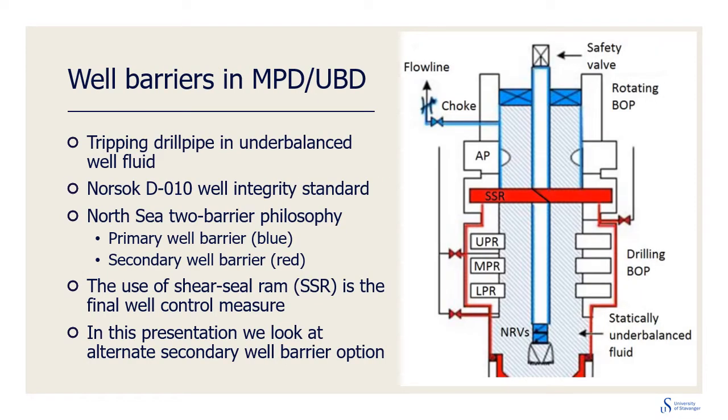The NORSOK D010 well integrity standard is mandatory on the Norwegian continental shelf. Depicted are the well barriers for tripping drill pipe in underbalanced well fluid. There is an underlying two-barrier philosophy. The primary well barriers shown in blue are for normal operation. The secondary well barrier envelope shown in red is the backup for failed primary barrier. The ultimate well control action is to cut the drill pipe and seal off the well bore using the shear seal ram.